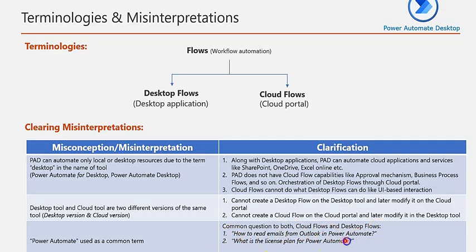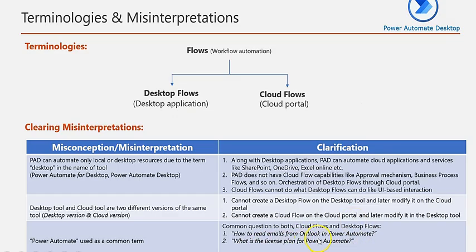Whenever someone asks you this question, ask them back, in which flow are you talking about reading the emails in Outlook? Are you talking about reading it in cloud flows, or are you talking about reading it from Outlook in desktop flows? Because both are different. Second similar type of question is, what is the license plan for Power Automate? When someone asks you this, ask them back, are you going to have cloud flows in your automation scenario or in your use case? Are you going to have desktop flows, or are you going to have both, so that I can tell you the license plan accordingly?